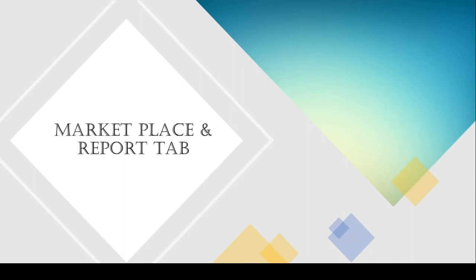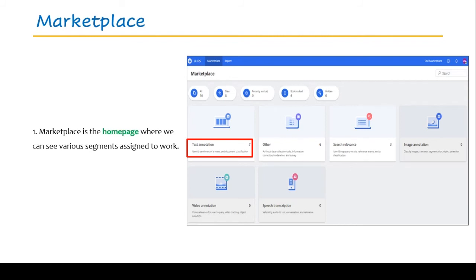Okay. We will quickly see how the marketplace and the report tab look in detail. So marketplace, like we have seen, is the home page of the tool, where you have various segments that are assigned to you, like text annotations, where we have search relevance, image annotation, video, and speech, like we have seen. The other section is specific: if any task is not from any of these, it will be in the other section.